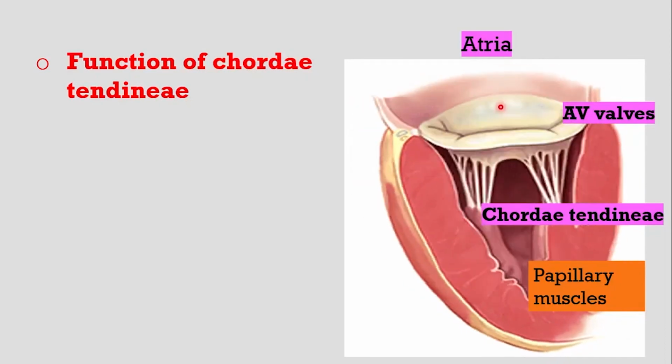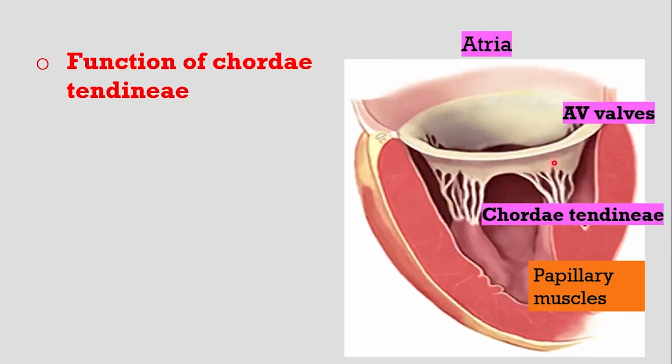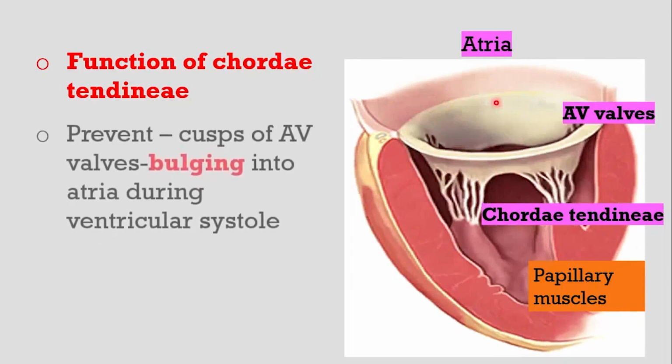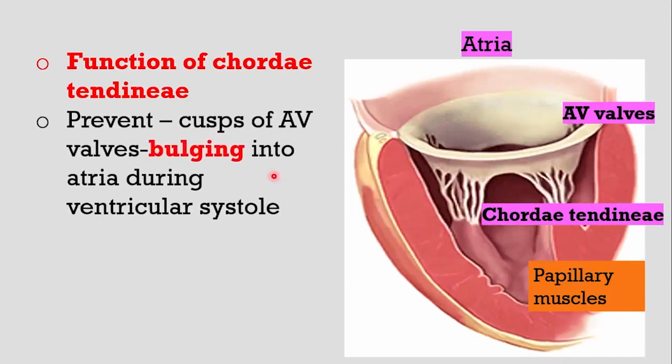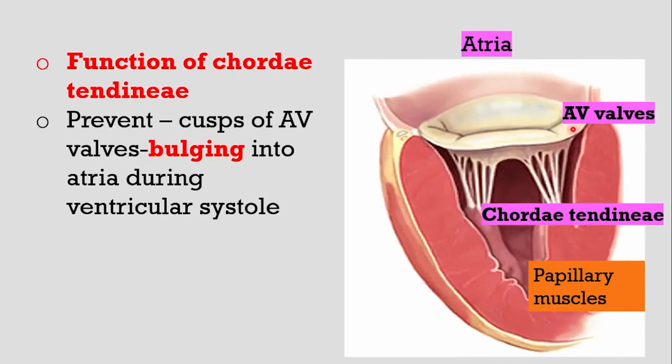If bulging takes place, this aperture opens and the blood will go back into the atria. So, these chordae tendineae are attached to the bases of the flaps and prevent the bulging of cusps into the atria. So, the function of chordae tendineae is to prevent the cusps of atrioventricular valves from bulging too far into the atria during ventricular systole. That means they control the movement of cusps and keep them in position during ventricular systole. This is about the chordae tendineae.